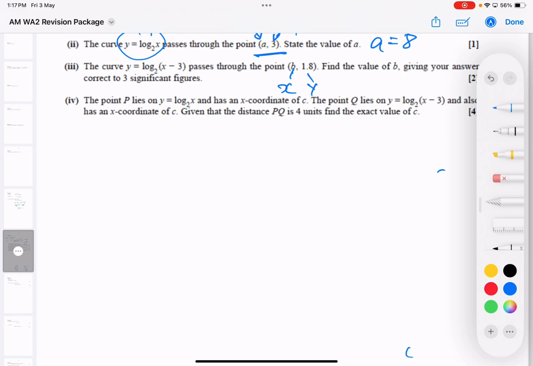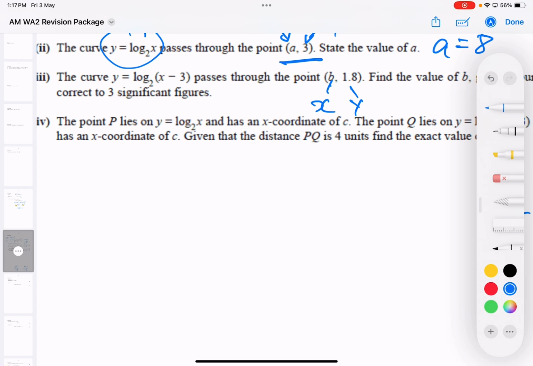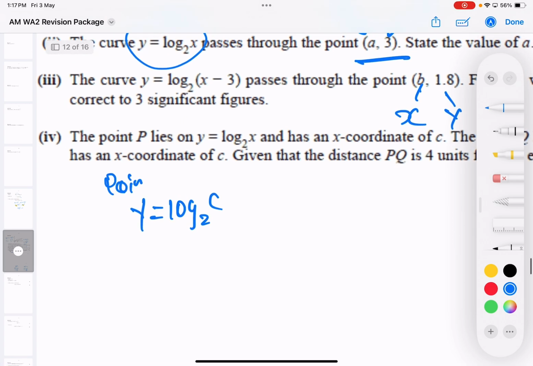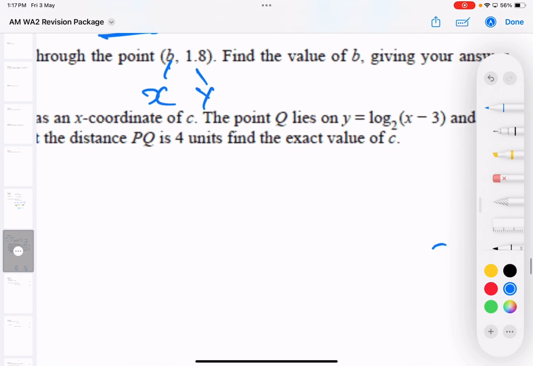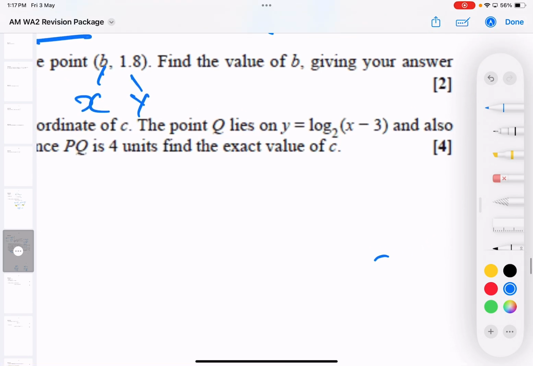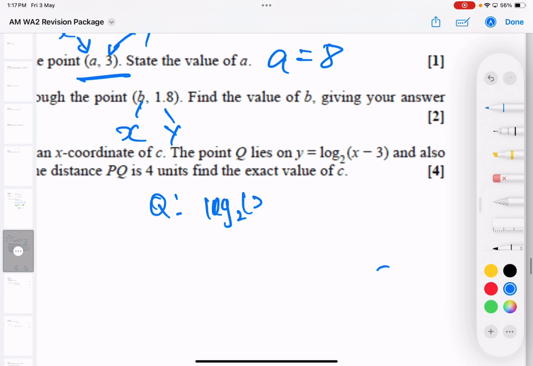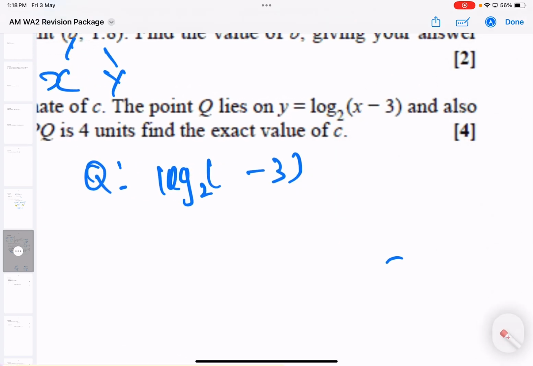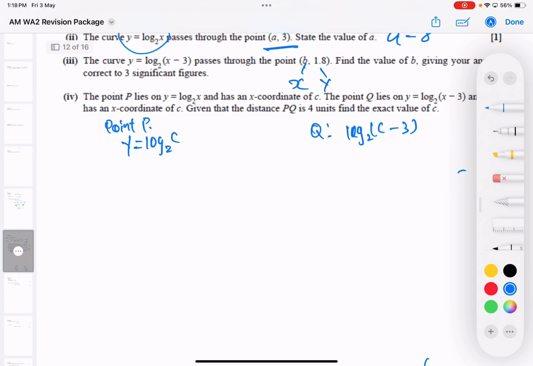Okay, the point P lies on y equals log base 2 of x and has an x coordinate of c. So if the point P lies on the curve and has an x coordinate of c, that means I can substitute in x as c. So my y is actually log base 2 of c. Then the point Q lies on y equals log base 2 of x minus 3 and also has an x coordinate of c. So I can replace x by c. And they say that the distance PQ is 4 units.